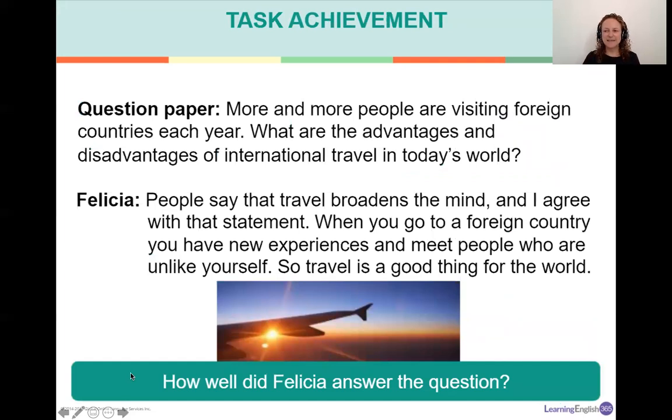Task achievement. So what does that mean? It's all about showing that you've understood the question and you answer it in its entirety. You give a complete answer. On the screen here, we've got a question. Okay, we've got an essay question. More and more people are visiting foreign countries each year. What are the advantages and disadvantages of international travel in today's world? And underneath it, we've got a sample answer from a candidate.